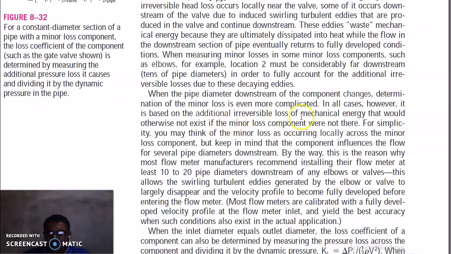However, it is based on additional irreversible loss of mechanical energy that would otherwise not exist if the minor loss component were not there. For simplicity, you may think of minor loss as occurring locally across the minor loss component, but keep in mind that the component influences the flow for several pipe diameters downstream. By the way, this is the reason why most flow meter manufacturers recommend installing their flow meter at least 10 to 20 pipe diameters downstream of the elbow or valve. This allows the swirling turbulence eddies generated by the elbow or valve to largely dissipate and the velocity profile to become fully developed before entering the flow meter.